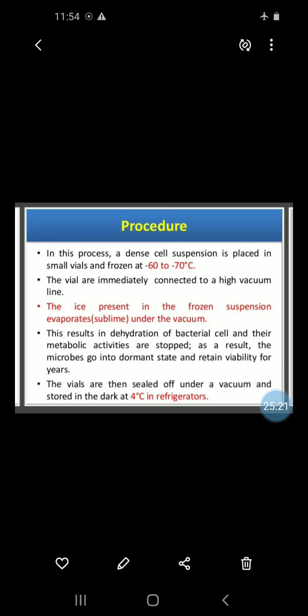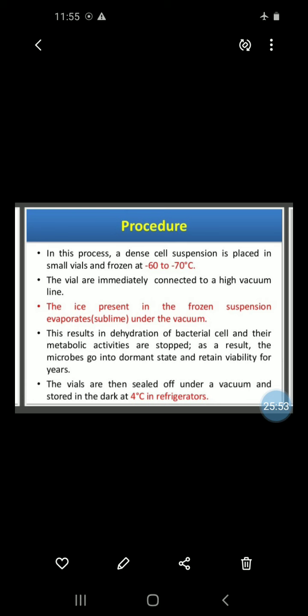Procedure: in this process, the dense cell suspension is placed in small vials. It is frozen at which temperature? -60 to -70 degrees Celsius, and these vials are immediately connected to what? That is a high vacuum line. The ice present in the frozen suspension evaporates or sublimes under the vacuum, and this results in dehydration of the bacterial cells. The metabolic activities of the cells are stopped, and this results in the microbes going into a dormant state and remaining viable for years.